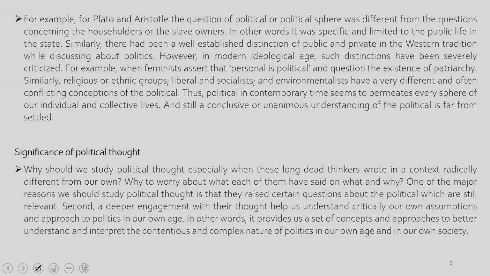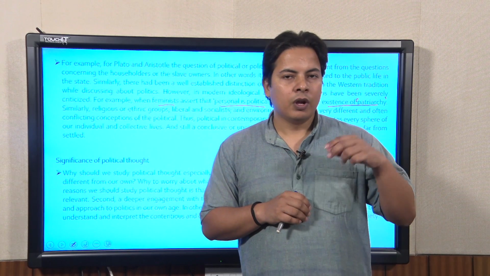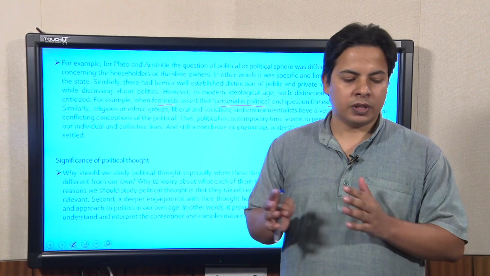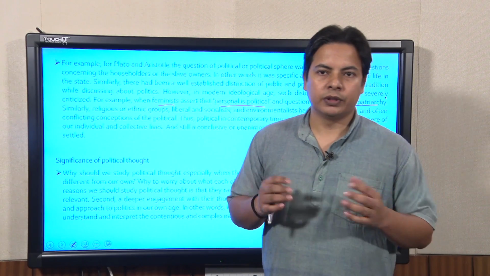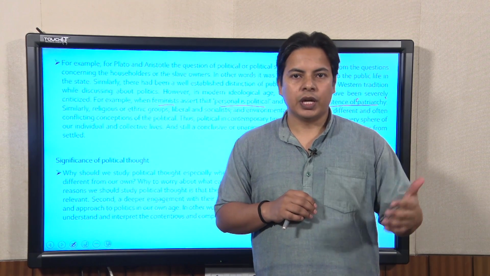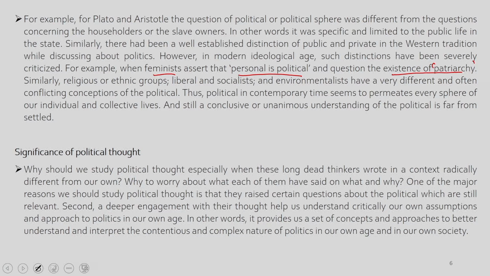So, for instance, when we talk about the feminist assertions that the personal is political and their questioning of the patriarchy, which differentiates between male and female. This kind of questioning of a patriarchal order, which starts from the family and permeates the other spheres of social and political life, questions this distinction between personal and public, personal and political, as we have seen in the Western tradition of thought.